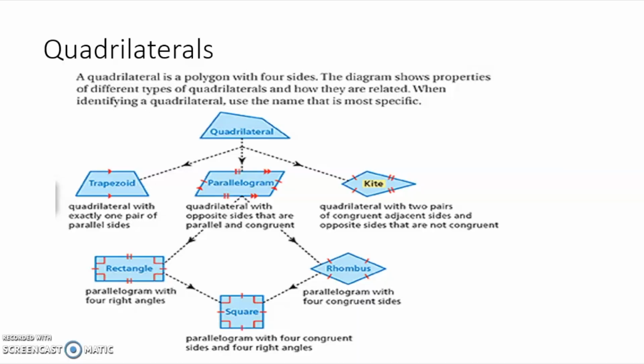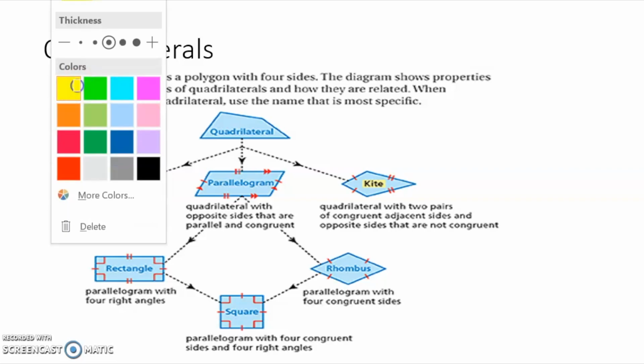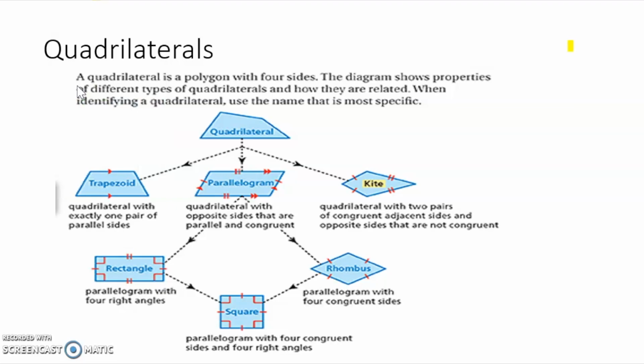Okay, today we're moving on to four-sided shapes, and four-sided shapes are called quadrilaterals. So we're going to be talking about all the different types of quadrilaterals and learning how to classify or name them. So a couple things about a quadrilateral. Quadrilateral is just the generic name that means four sides.